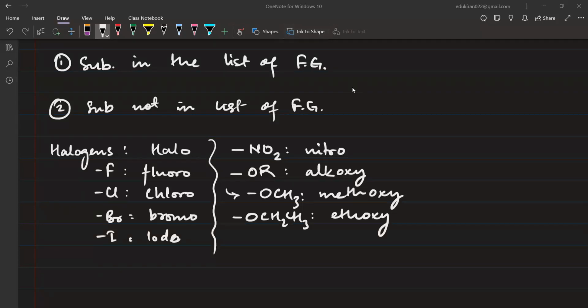It's very easy. We'll do some problems and then we'll move to the alkyl substituent. Alkyl substituent may seem easy, but it gets a bit complicated if you have certain non-trivial names.